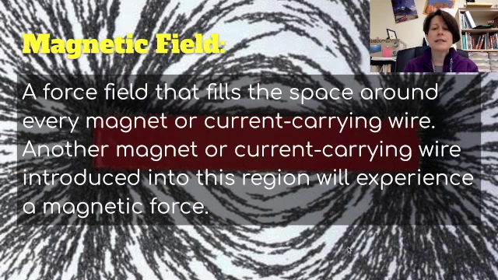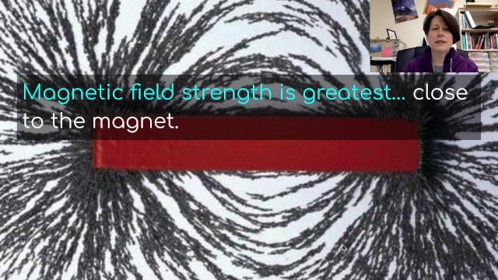Now, a magnet's strength is greatest close to the magnet, especially right here. You see at those poles, there's a lot of strength there.